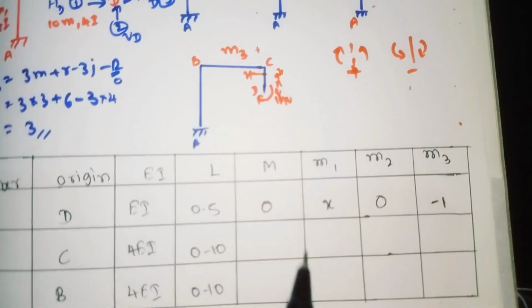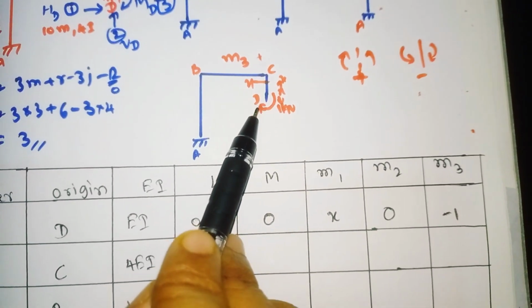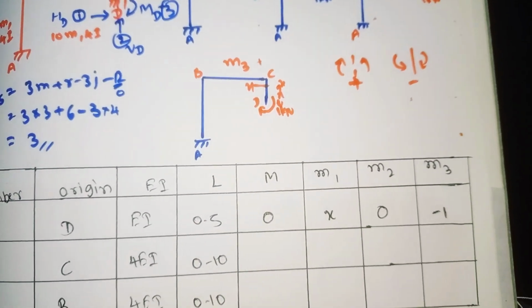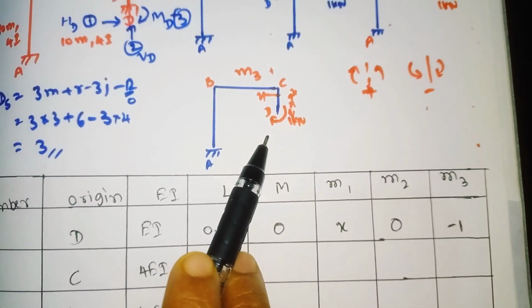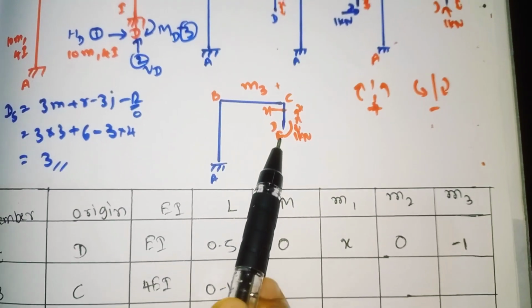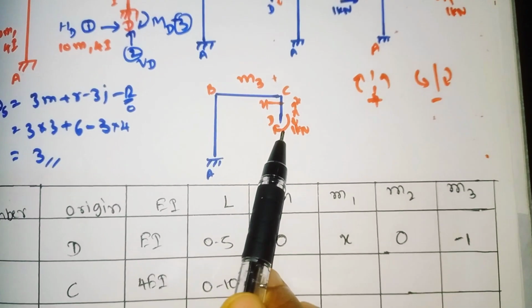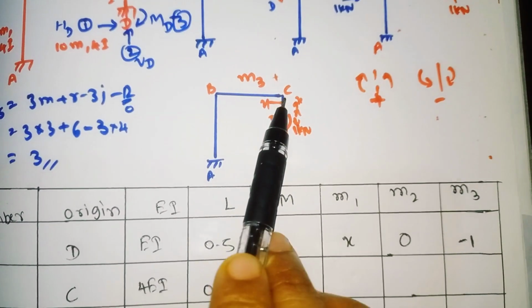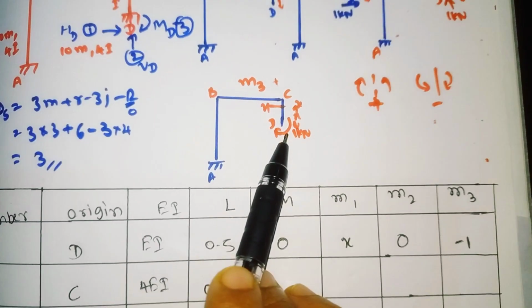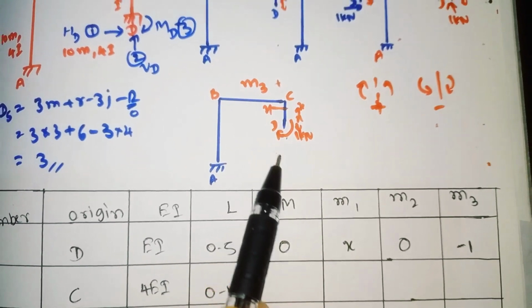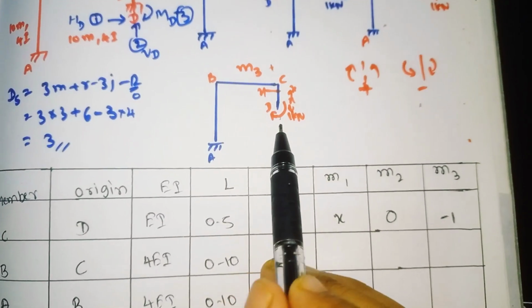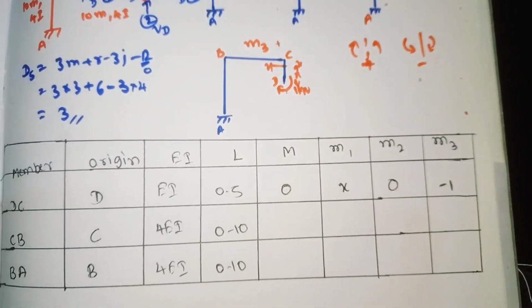You may say it is rotating clockwise, so we need to take it as positive, but we should not look at whether it is rotating clockwise or anti-clockwise. We have to see the effect of this moment on this member. It is pushing this member downward, so it means we have to take -1.